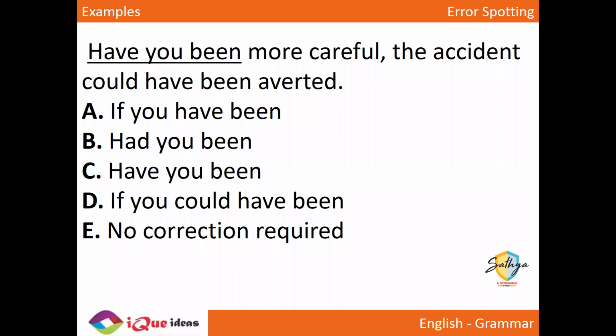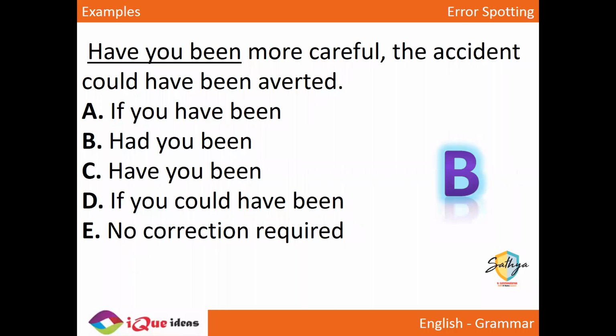So, have you been more careful? The accident could have been averted. Now, look at the correct portion first. Could have been averted, meaning it could have been avoided. Which means the accident has already taken place. You are saying that it would not have happened. So then, the care should have been taken in the past, and have is present. So it should be, had you been more careful, the accident could have been averted.